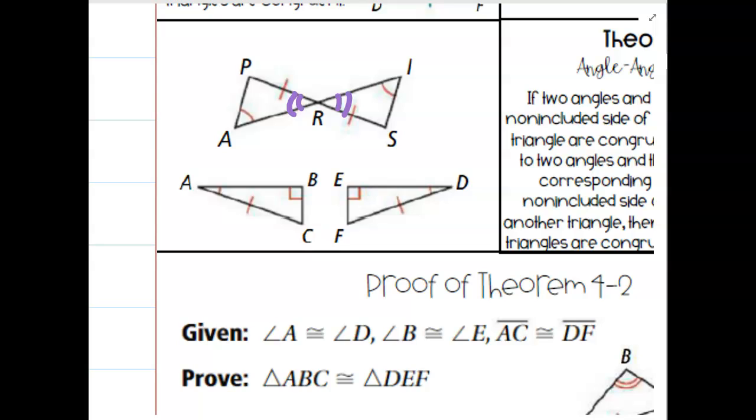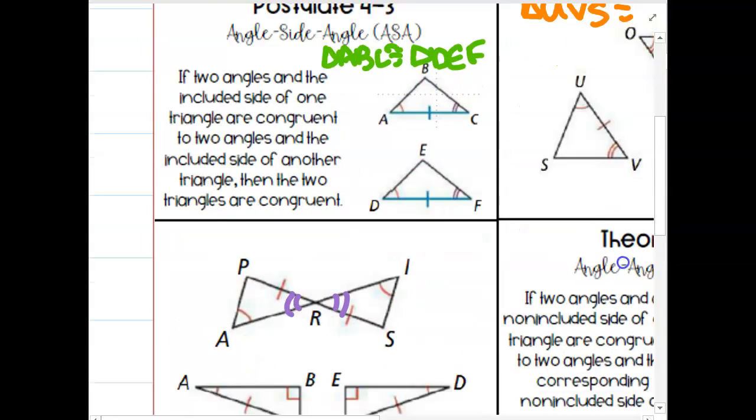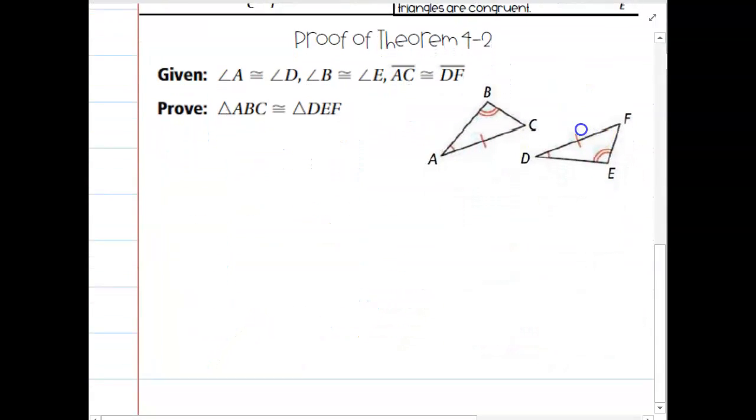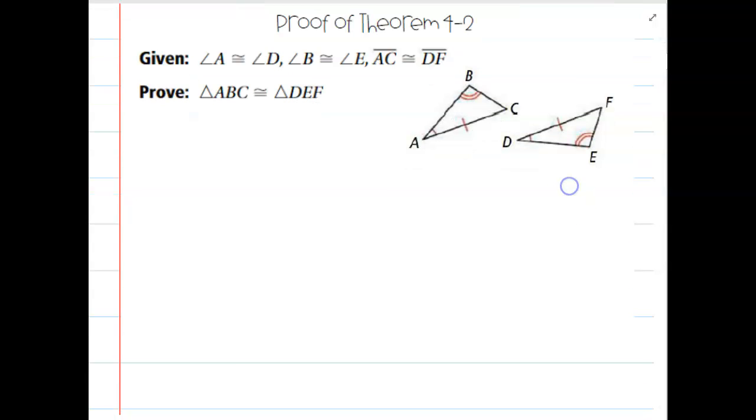Angle A is congruent to angle D, angle B and angle E are both right angles, which means they're congruent. And then the non-included side; AB would be the included side. See how it's the side that shares the angles, and the other is the non-included side. So for a proof, we can't prove postulate 4.3, but we can prove theorem 4.2. We are going to prove that if you have two sets of congruent angles and a non-included side, the two triangles are going to be congruent.